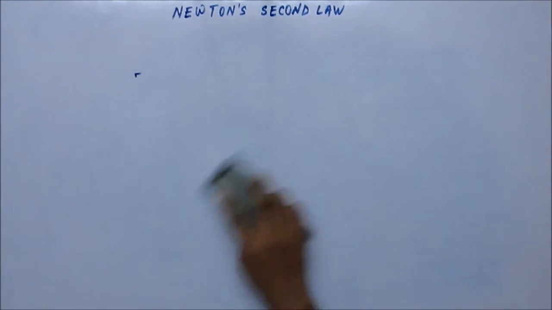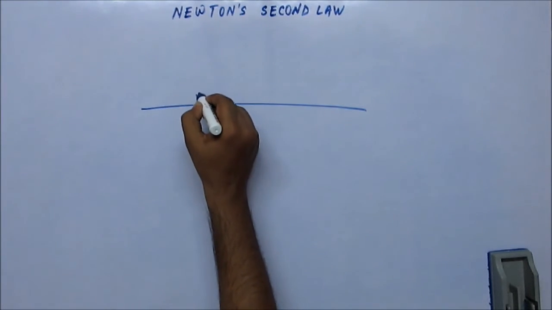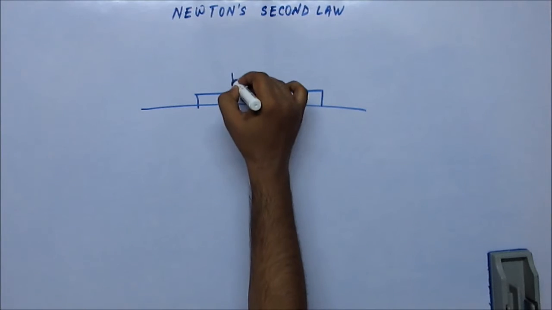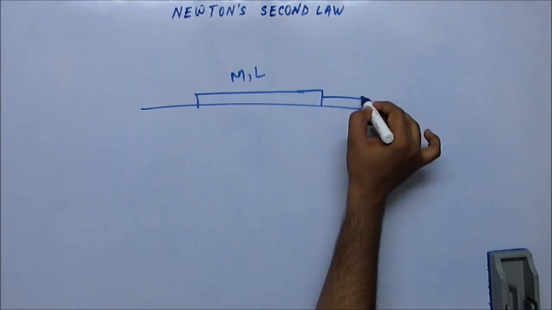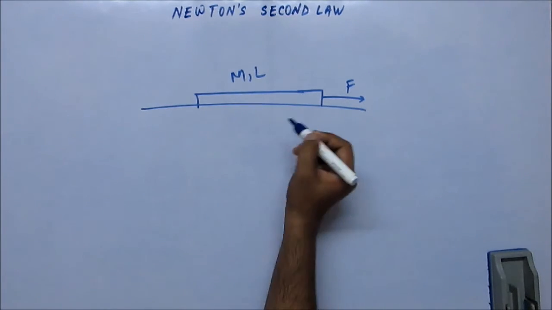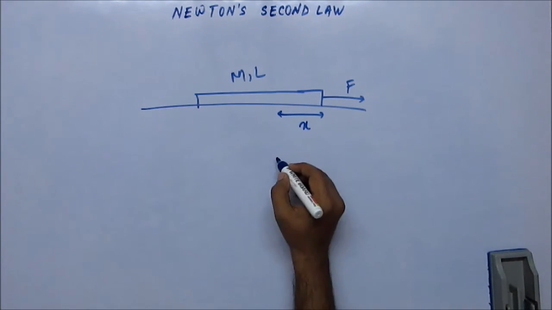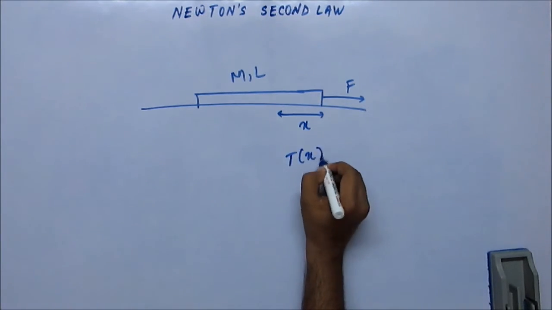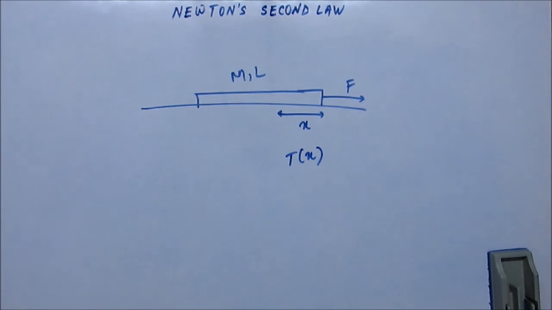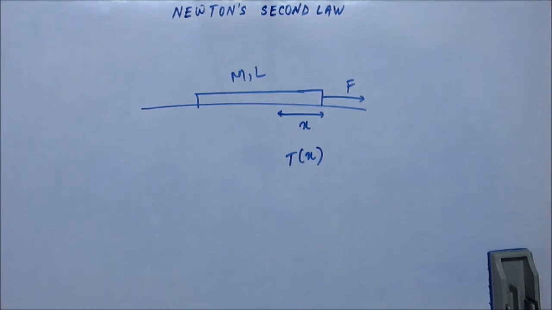Okay, then we'll just solve a very simple, easy problem based on the same concept. This is a thick string, mass m, length L. A force F is applied to it, and the whole string is moving. Now you have to tell me what is the tension as a function of x. X is the distance from the point where the force is applied. So tell me tension as a function of x. This is pretty easy. Find it out.